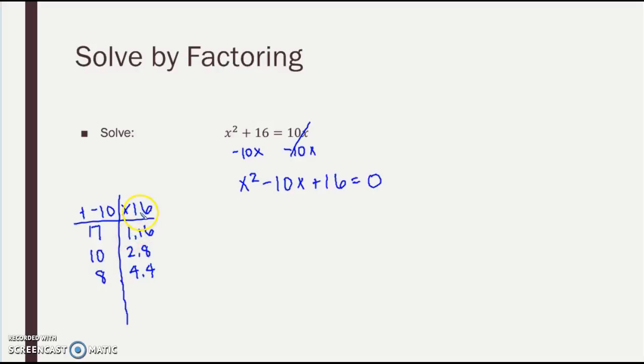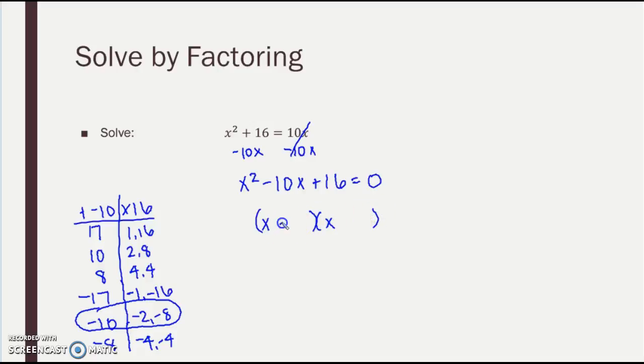But remember, if you're multiplying to a positive, you could have two positives or two negatives. So I could have negative 1 and negative 16, negative 2 and negative 8, and negative 4 and negative 4. Negative 1 plus negative 16 is negative 17. Negative 2 plus negative 8 is negative 10. And negative 4 and negative 4 is negative 8. So my winners are negative 2 and negative 8. So I put my two parentheses with an x and my negative 2, negative 8.